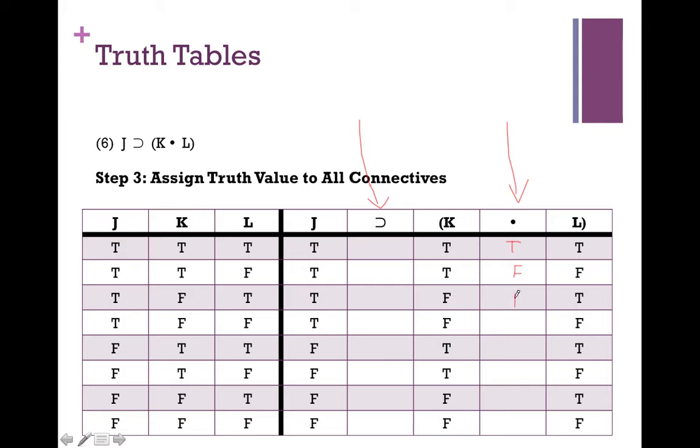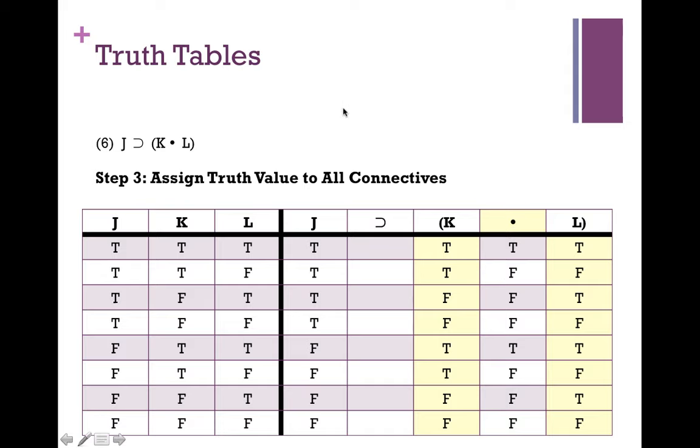False and true, false. False and false, false. True and true, true. True and false, false. False and true, false. False and false, false. Sorry, I should have highlighted these things first. So you see right here that we have all our truth values laid out, and there are only 2 times when this is true, okay?